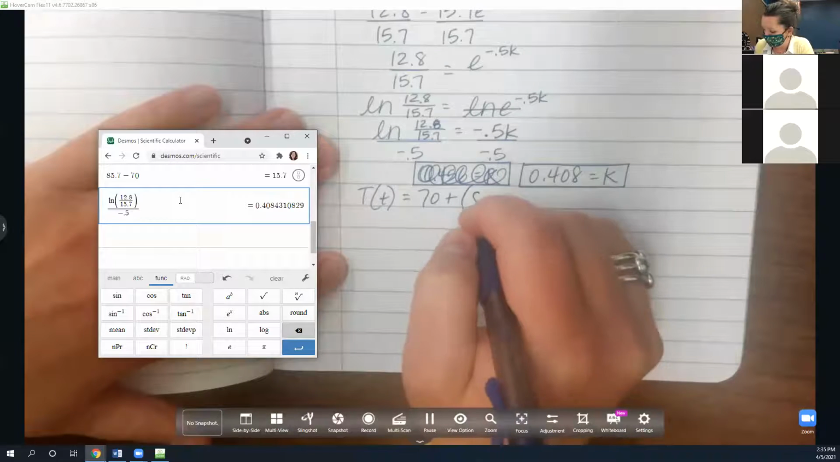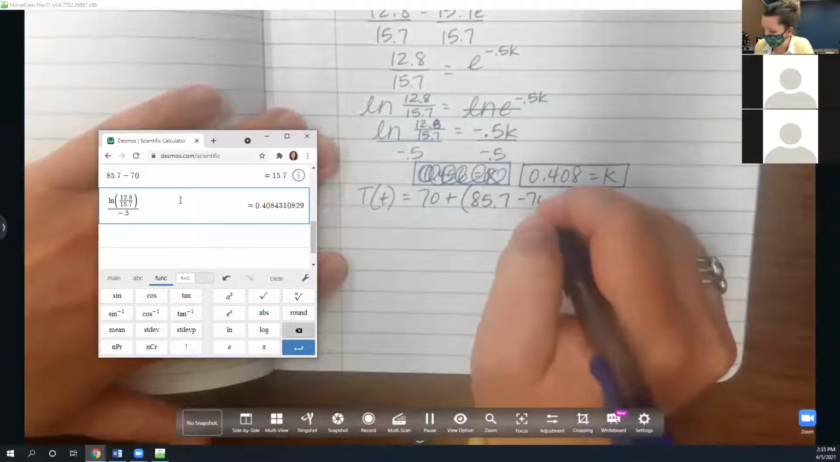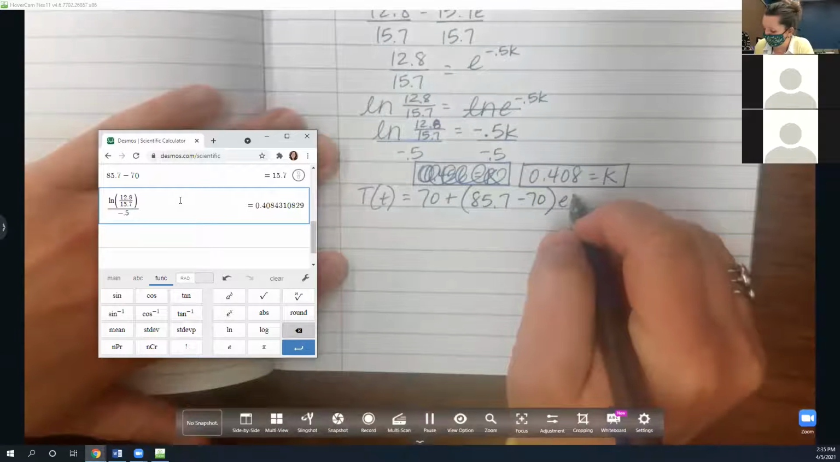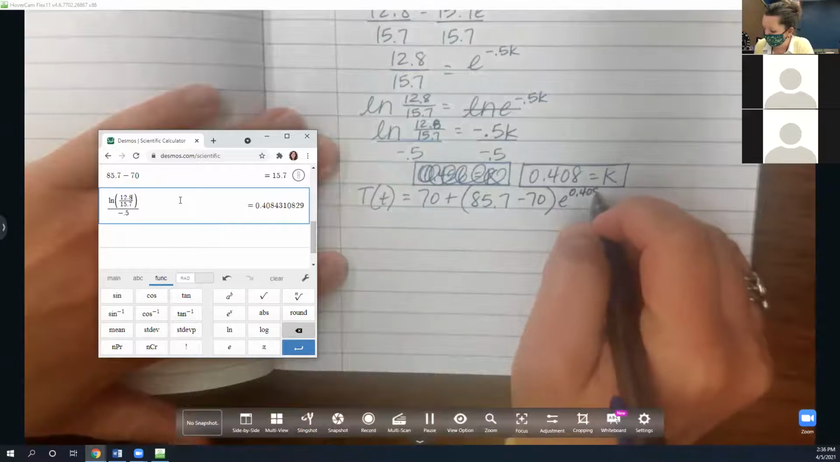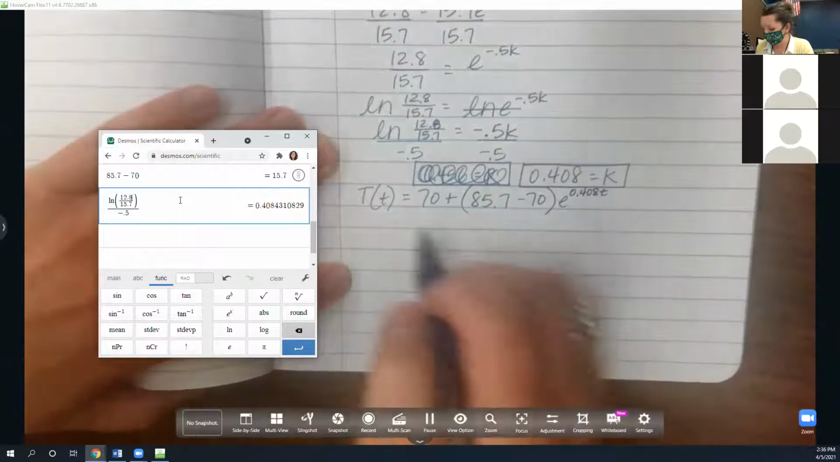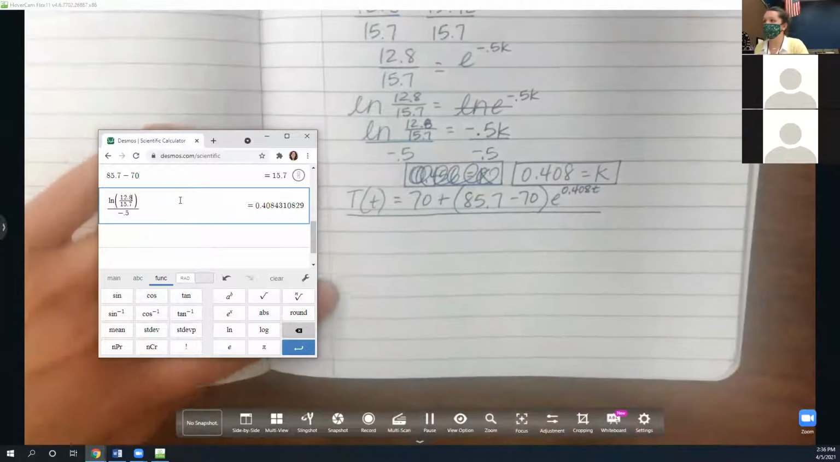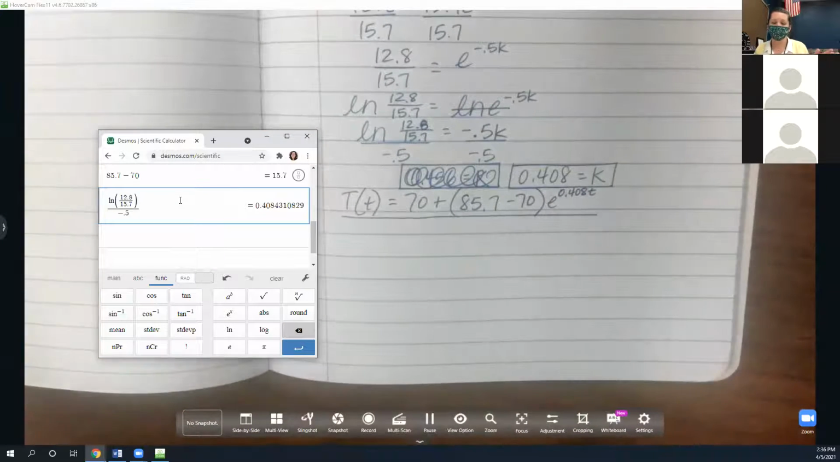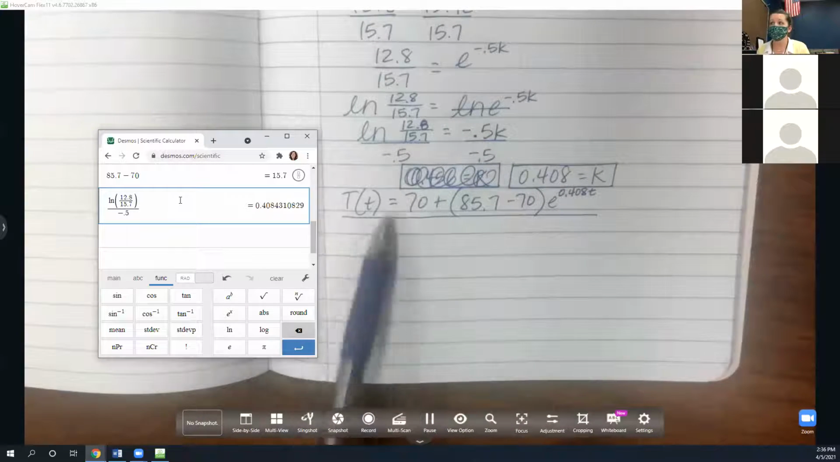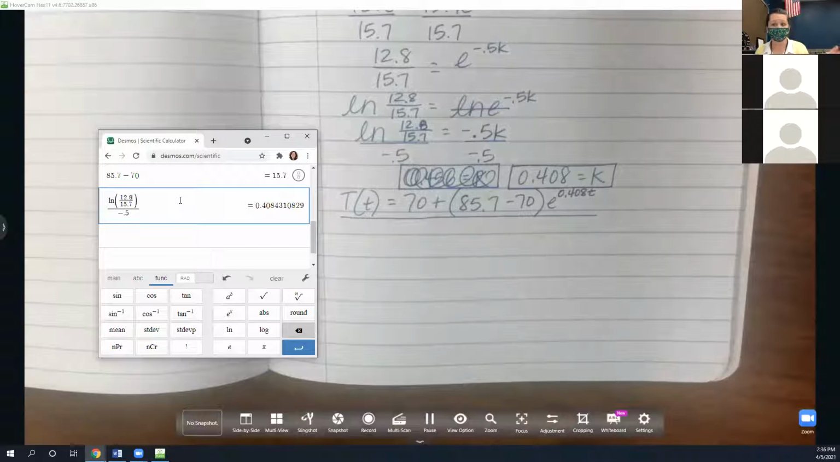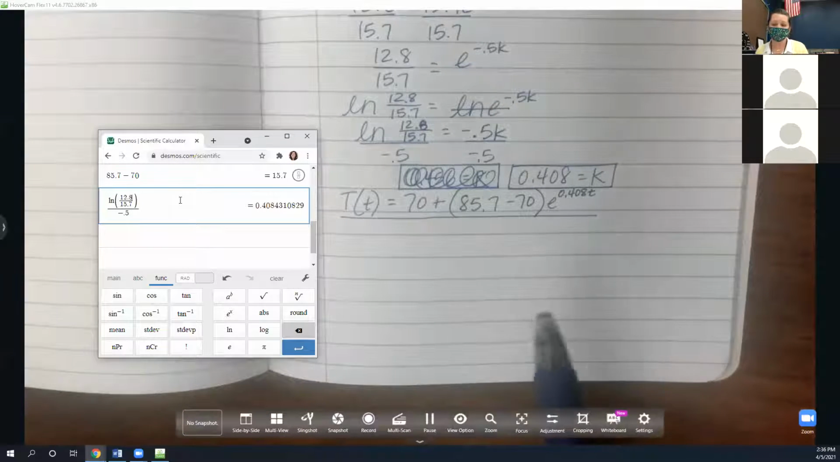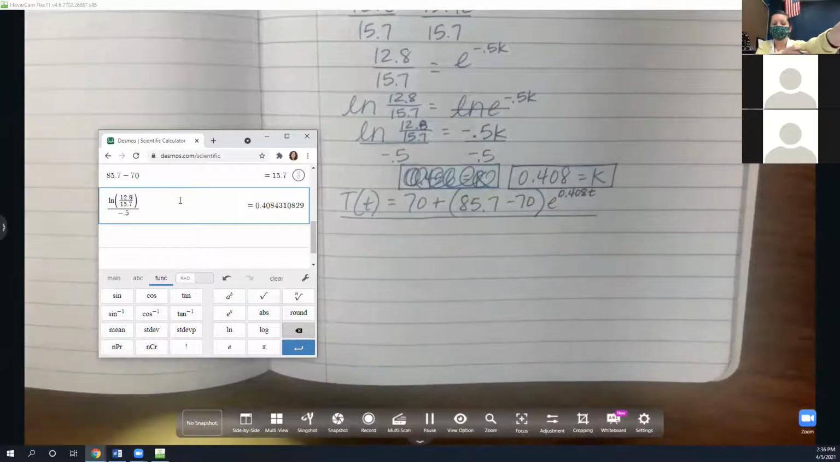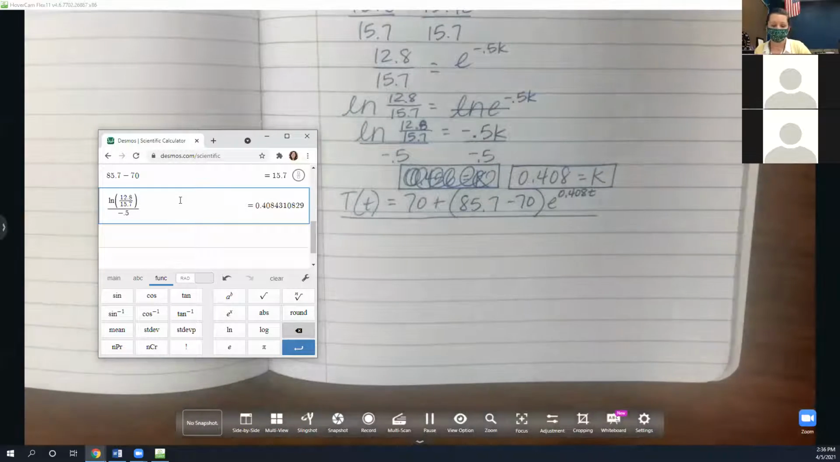Plus that initial temperature of 85.7 minus 70, e to the negative cooling rate times t. So this is our equation that we can use to find out at any point in time what the temperature of the body is going to be. We could even plug this in and find out when the temperature of the body is going to be at room temperature. So you can use this to work backwards to find out when the man actually died. Or the person. We don't know if it was a man or a woman, do we?